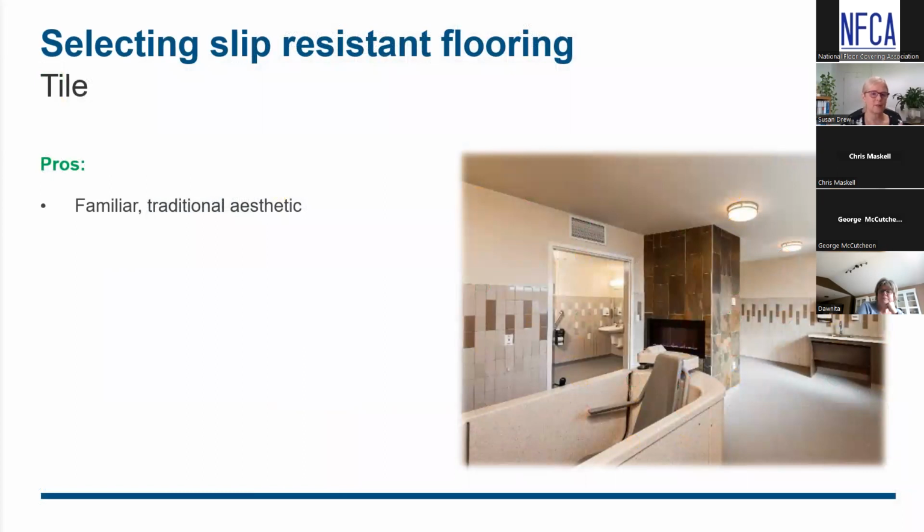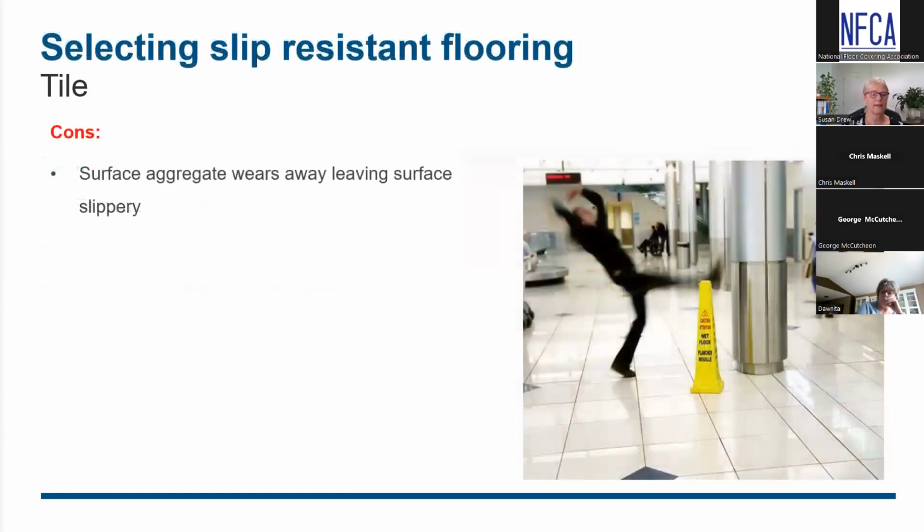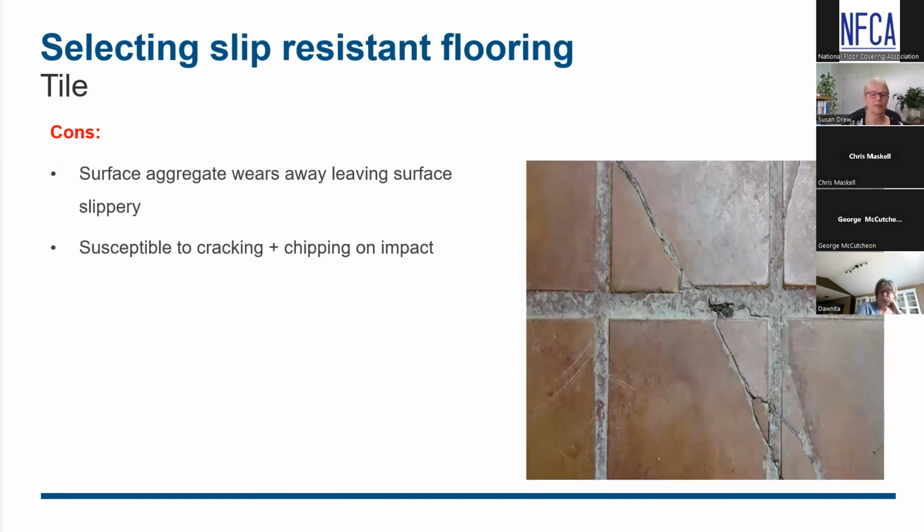I'm going to touch on just a couple of different materials that we often see chosen for slip resistance and durability. One is tile. It's a very familiar traditional aesthetic. It has really good design flexibility, great solution for both floors and walls, and it is a product that often gets specified for durability and resilience. Some of the cons, though, of tile is that the surface aggregate could wear away, leaving the surface very slippery. It's also susceptible to cracking and chipping on impact. Surface damage can harbor pathogens and excess moisture, which just creates other issues in the substrate.